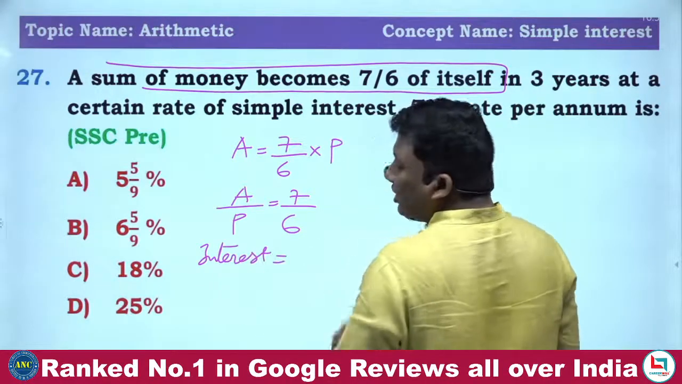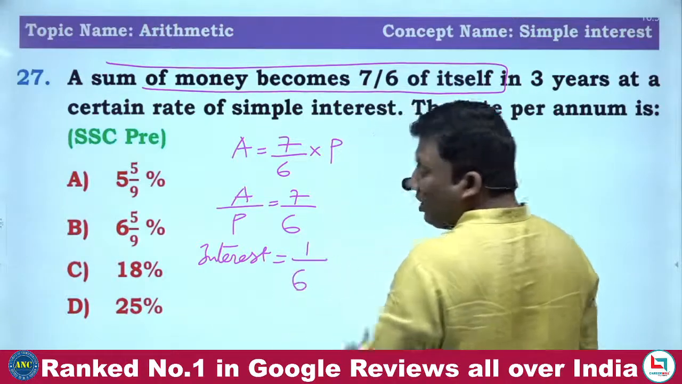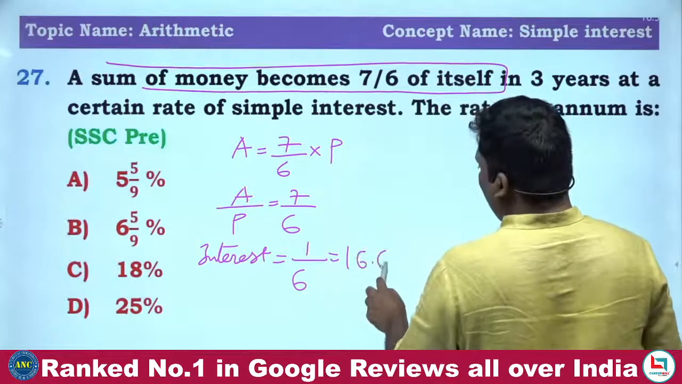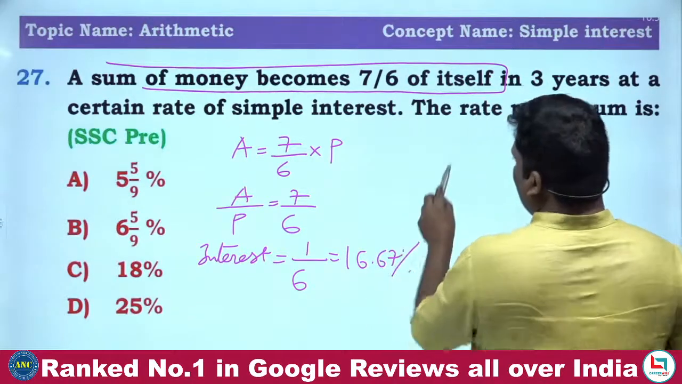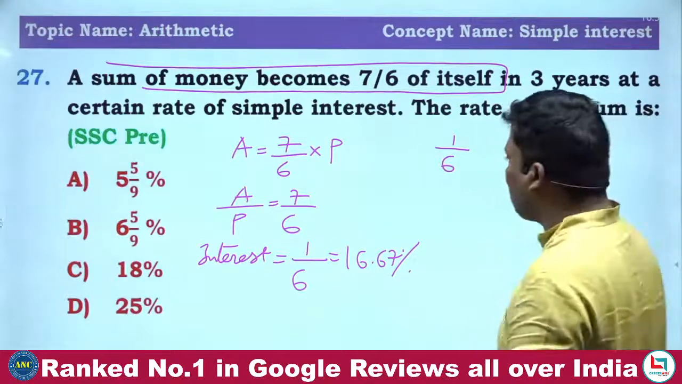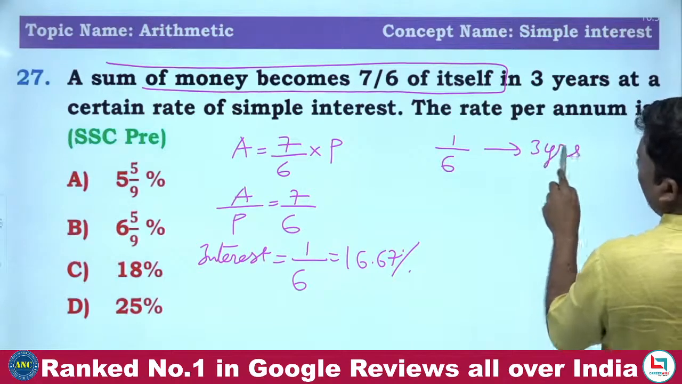Interest: I took 6 rupees and I am giving back 7 rupees. Interest is 1 on 6, which is 16.67%. That means in fraction, the effective rate of interest is 1/6. It is happening in 3 years.